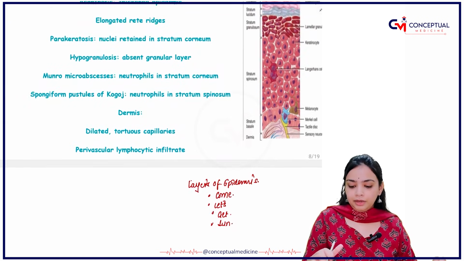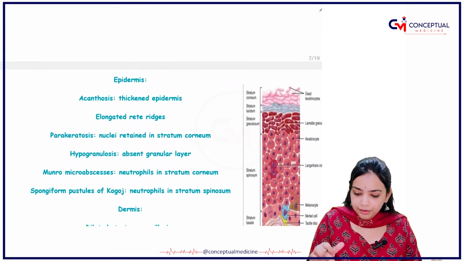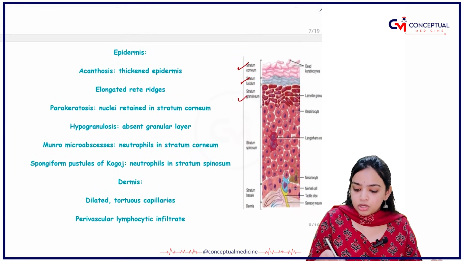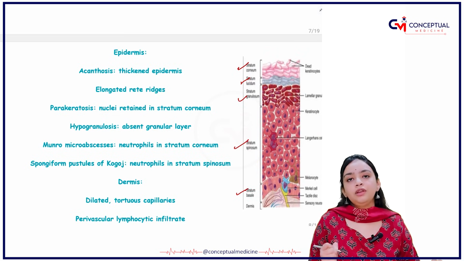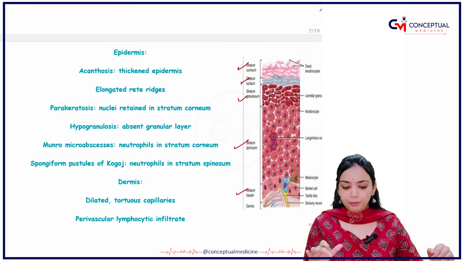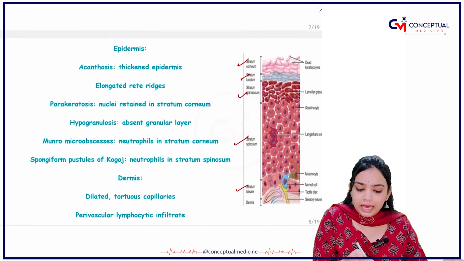Come, let's get sunburn. So, come is for stratum corneum, then you have lucidum, then you have granulosa, spinosa, and basal. Okay, so come, let's get sunburn. This mnemonic you have to remember. Now, what happens in the epidermis layer?